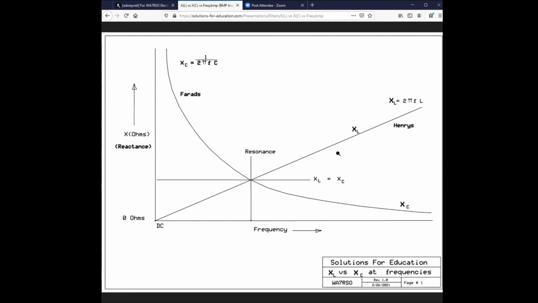And this depends on the number of henries. Now, more henries would come up at this angle, less henries, like in the millihenries or the microhenries, would be down here. As far as capacitance is concerned, this loop that's here will either blossom out or blossom in, depending on the amount of capacitance.